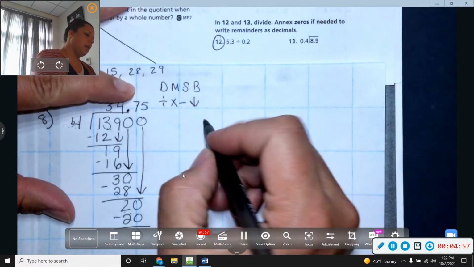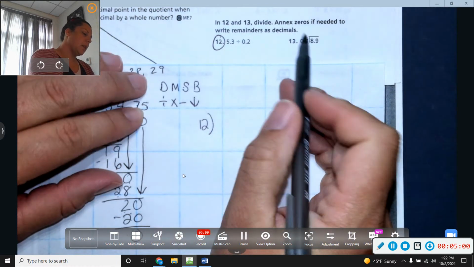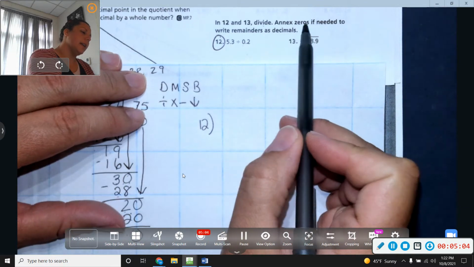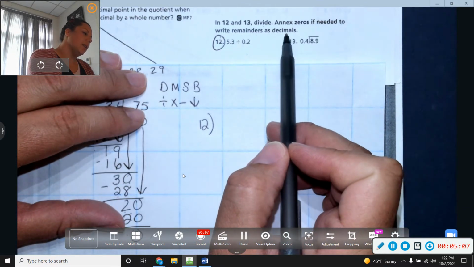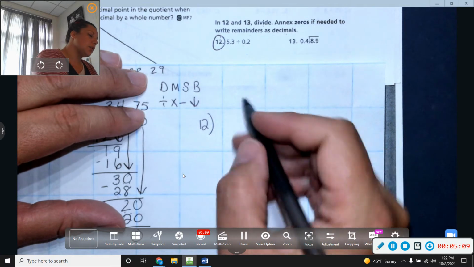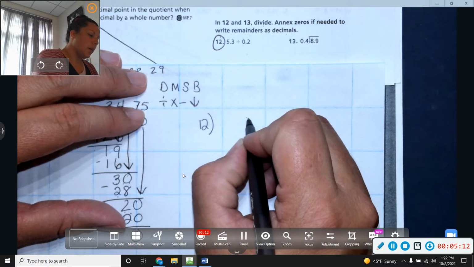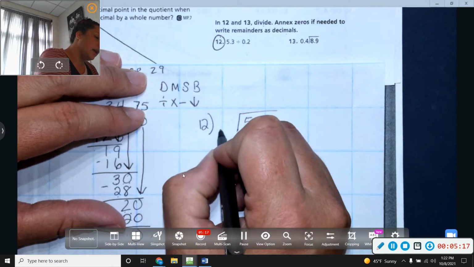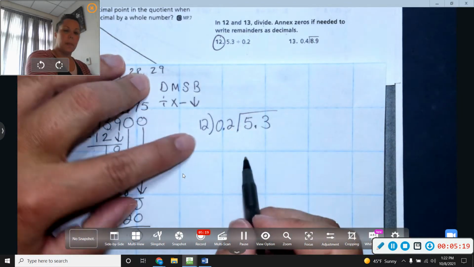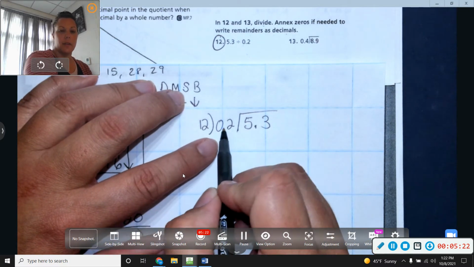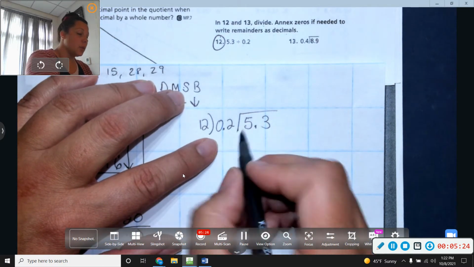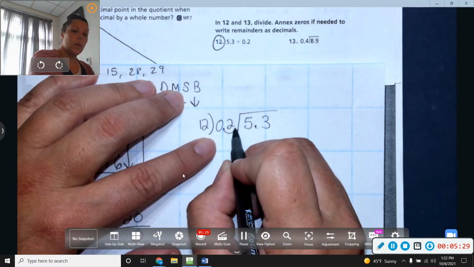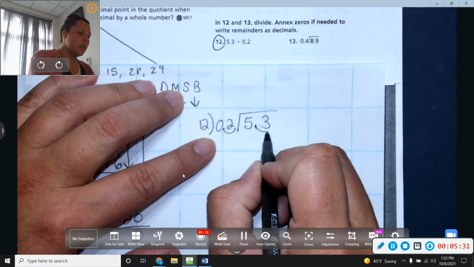Number 12. Divide, annex zeros if needed to write remainder as decimal. Okay, so we have 5.3 divided by 0.2. First thing I need to do is take care of this. I do not want to divide by decimal 2. So I shift over once. If I shift this one time, I have to shift this one time.